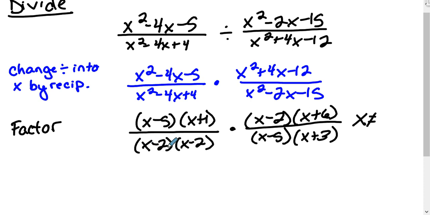So where am I dividing by 0? At 2, at 5, and at -3. Now keep in mind, we're talking about we can't divide by 0. So it's hard to see that up here. So once we change it into multiplication by the reciprocal, it's usually a little bit easier to see which values you can't have. Okay, so then from here, just like last time, we're going to go ahead and write them as a single fraction.